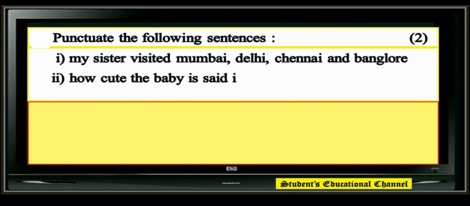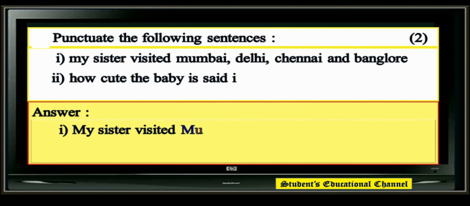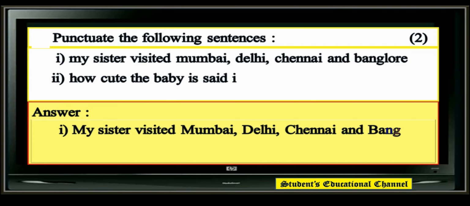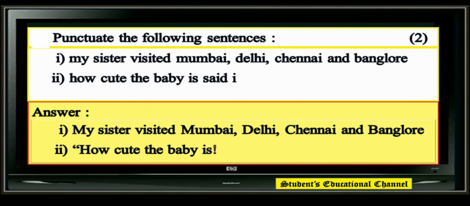Third, punctuate the following sentences. 2 marks. Answer: First, my sister visited Mumbai, Delhi, Chennai and Bangalore. Second, how cute the baby is, said I.